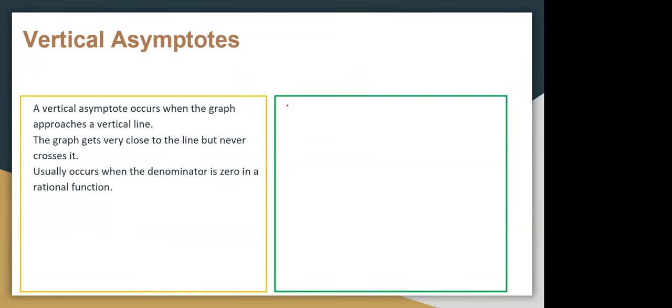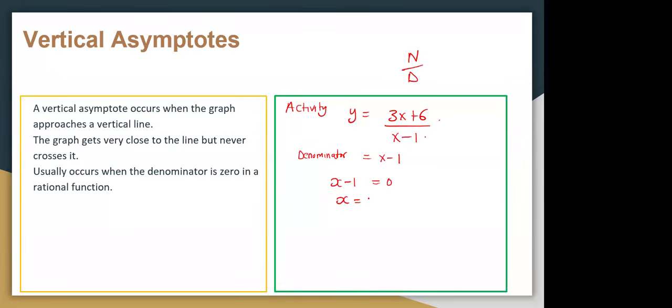An example, I have an activity I can write here. For our activity, we have y is equal to 3x plus 6 out of x minus 1. We are finding the vertical asymptote. To find it, we are going to equate our denominator to 0. Always do not forget we have numerator out of denominator. For this case, our denominator is x minus 1. So we equate it to 0: x minus 1 is equal to 0, and therefore x equals 1. That's what we call the vertical asymptote.